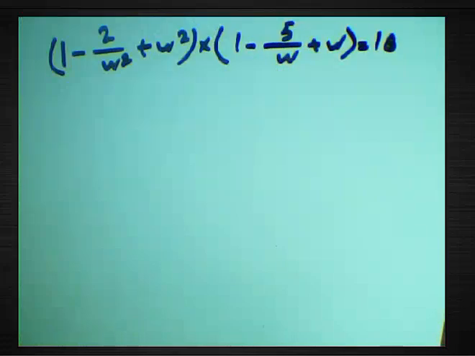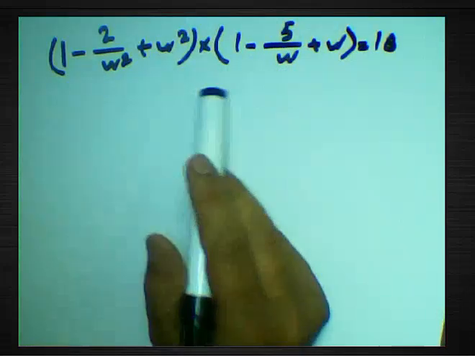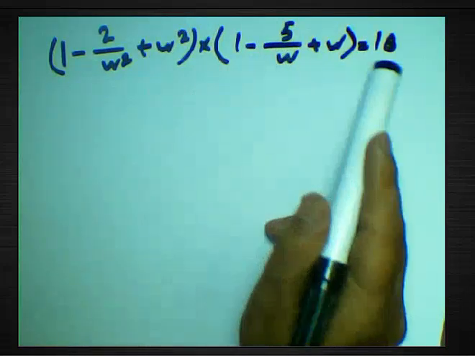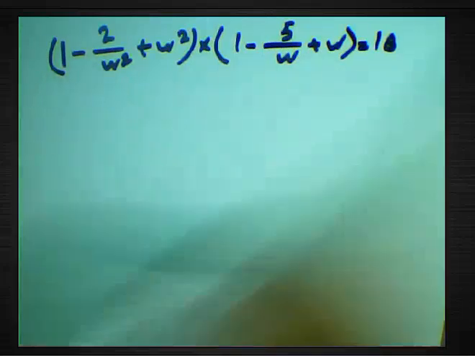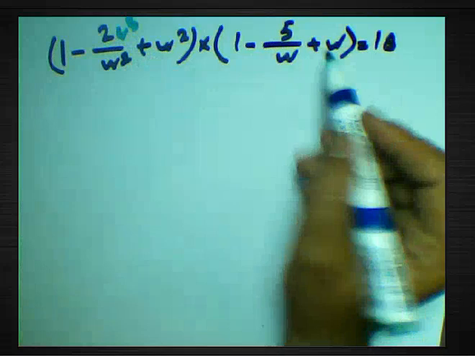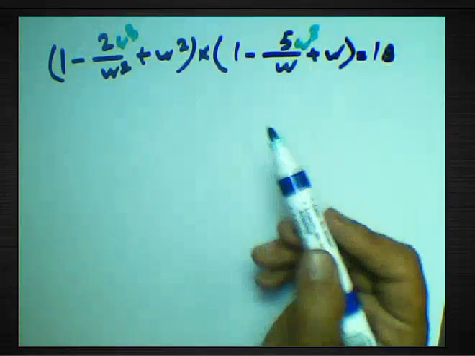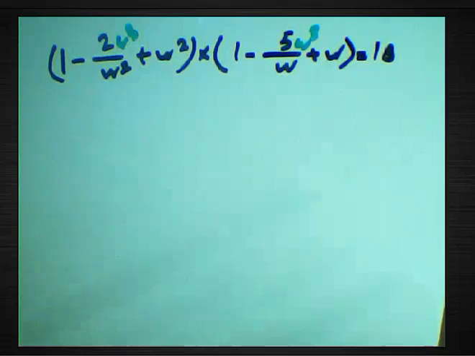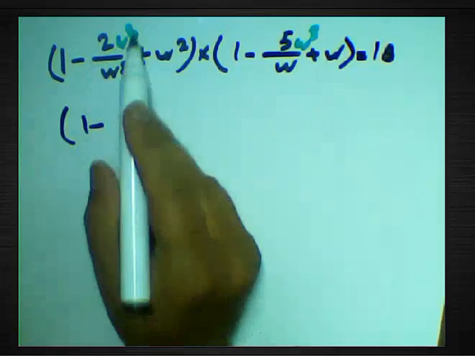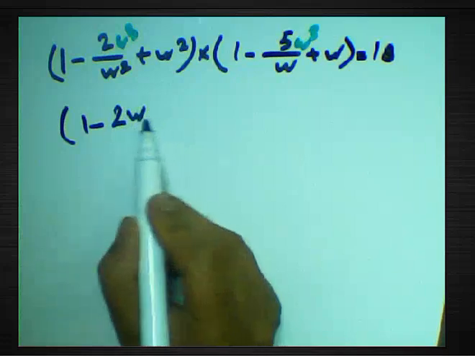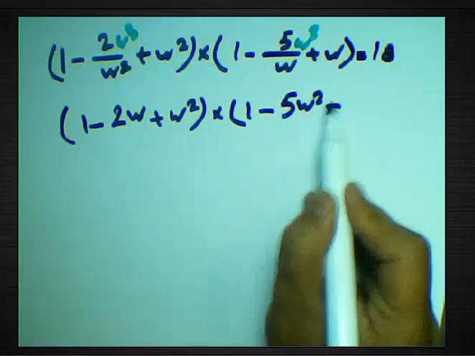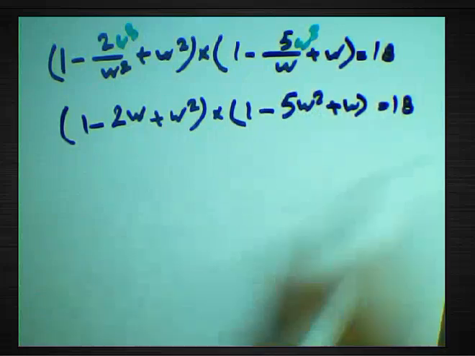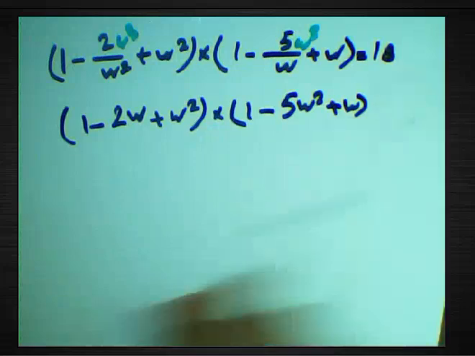More of that: (1 − 2/(ω² + ω²)) multiplied by (1 − 5/(ω + ω)) equals 18. We want to simplify more, left hand side equals right hand side. First, we can cancel the fraction here by multiplying by ω³ in the top, and here write ω³, because ω³ equals 1. Then you can simplify this example by writing 1 minus 2ω³ over ω², it will be 2ω and write ω² here, multiplied by 1 minus 5ω² plus ω equals 18. We want to find the result or prove that the result will be equal to 18.